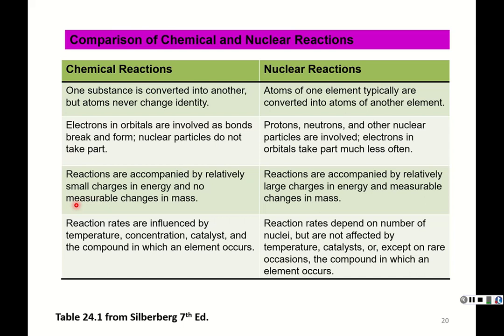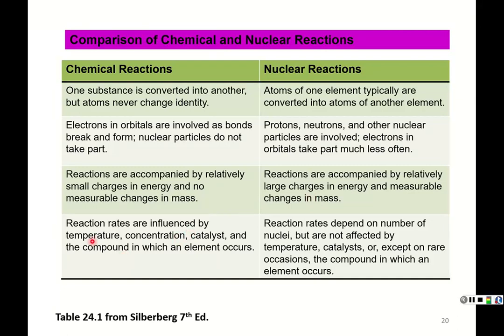Chemical reactions are accompanied by relatively small changes in energy and no measurable changes in mass. Okay, so there's mass conservation in chemical reactions. On the other hand, nuclear reactions have very large changes in energy and measurable changes in mass as well. And so that kind of goes against that first law, mass conservation, right? It does not apply to nuclear reactions.